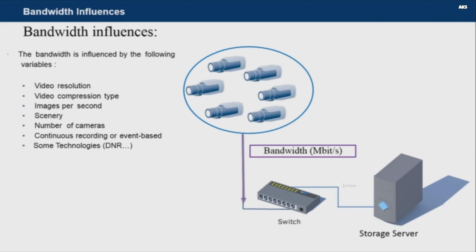So the bandwidth is influenced by video resolution, video compression type, images per second, scenery, number of cameras, continuous recording or event-based recording, and some technology like DNR. Don't worry guys, we'll see all these variables step by step in the next lecture.